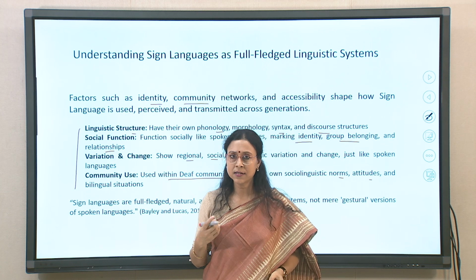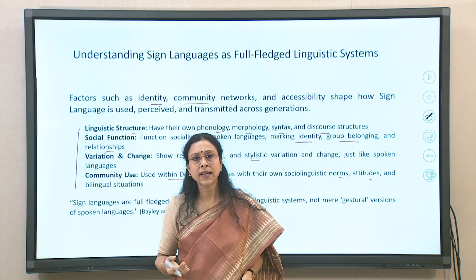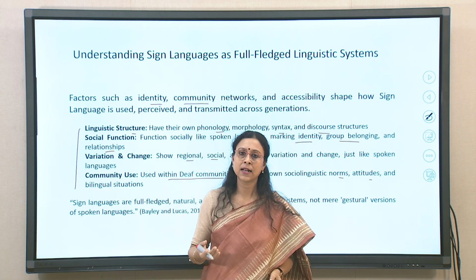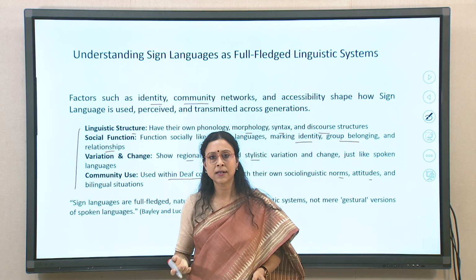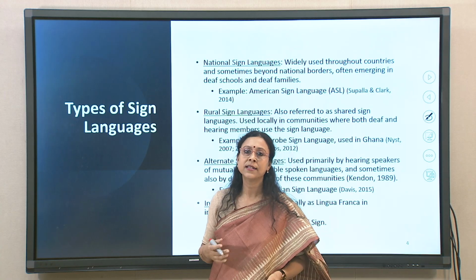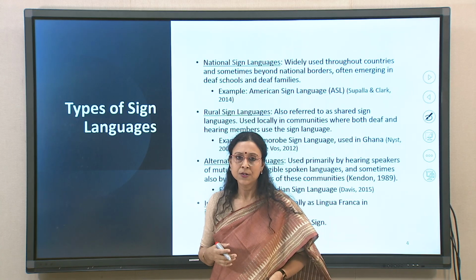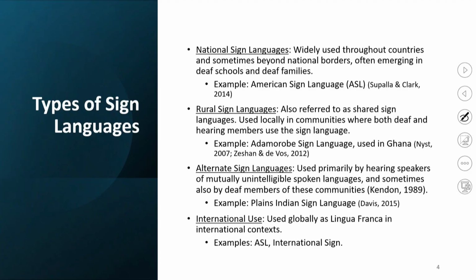So, basically this cements the idea that sign language is just another language, just the modality is different. So, it is another modality dependent language, but in no way is it inferior to the spoken language. So, types of sign language, there are many types.